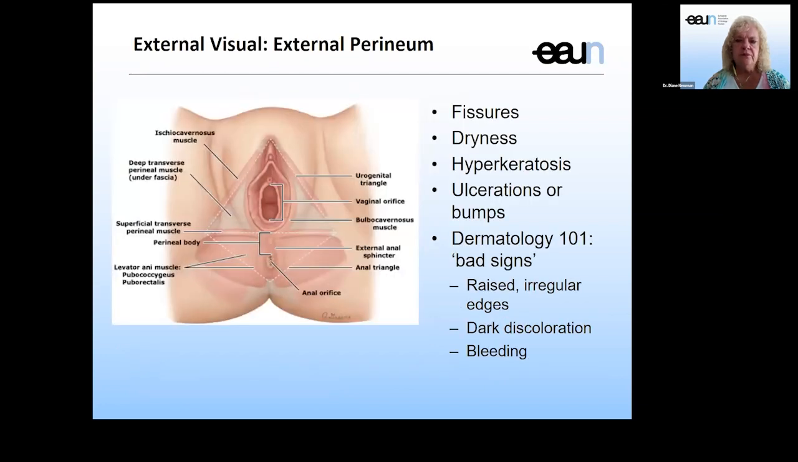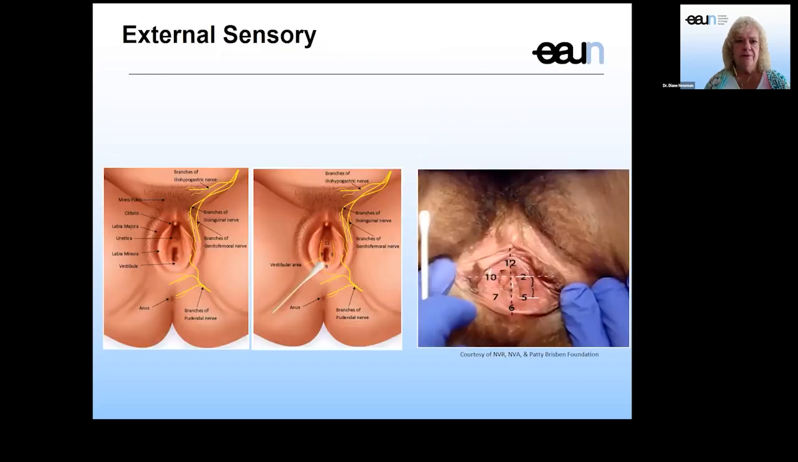Now you want to do an external visual assessment of the external perineum, and you want to make sure that you understand what the structures in the perineum are. So I'm going to show you some pictures. You want to look for dryness, ulcerations, bad signs, dark discoloration. I saw someone recently who was really having pain in their labia, and basically it was a labial carcinoma. Someone had thought it was vulvodynia. You do see abnormalities there, and lesions are something you really want to follow up with.